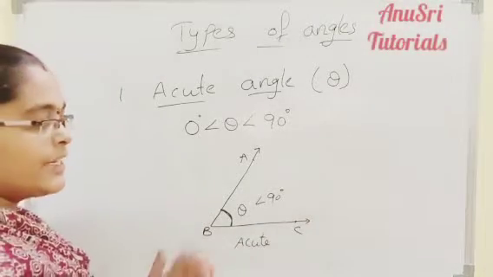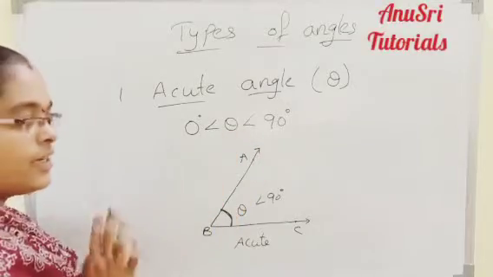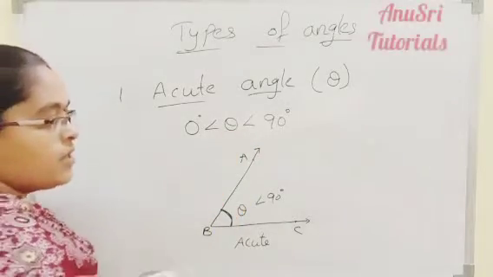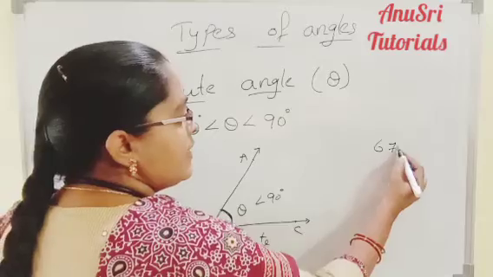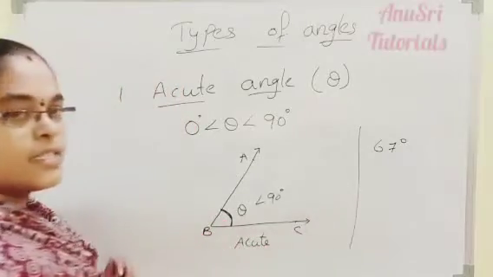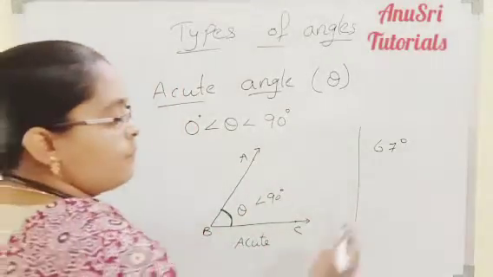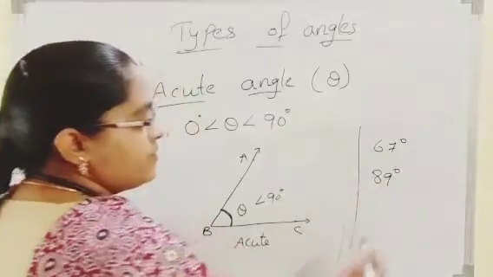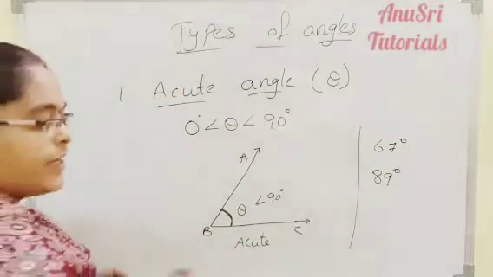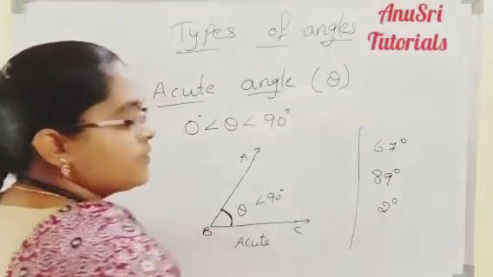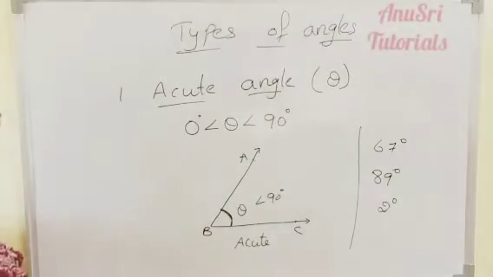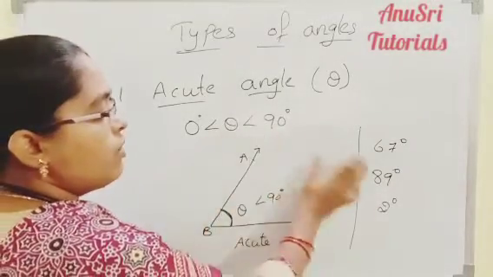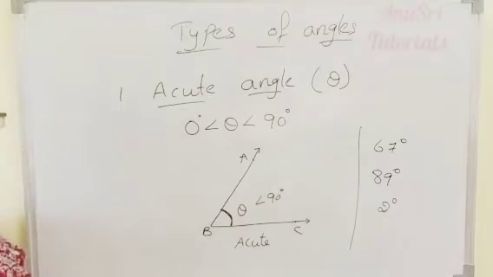Less than 90 degrees. It's not less than or equal to, less than 90 degrees. So see some examples. 67 degrees is an acute angle. 89 degrees is an acute angle. 2 degrees is an acute angle. So the angles which measure in between 0 and 90 are called acute angles.